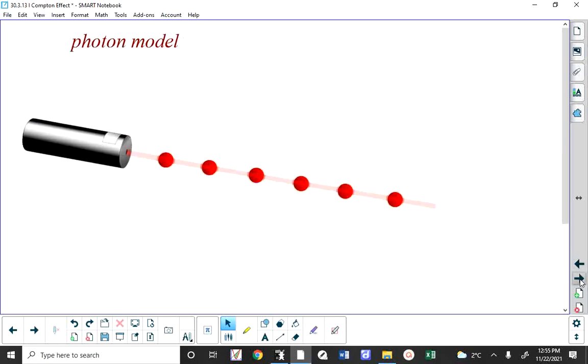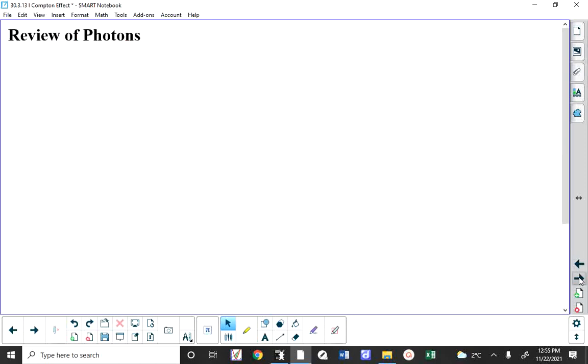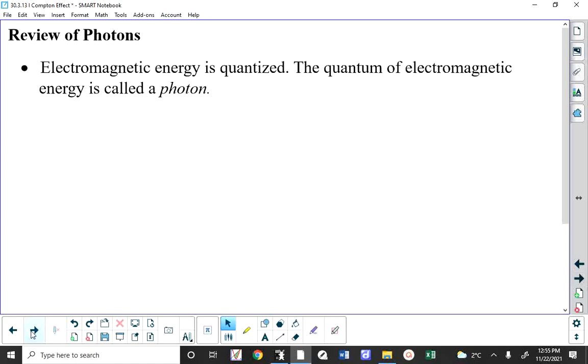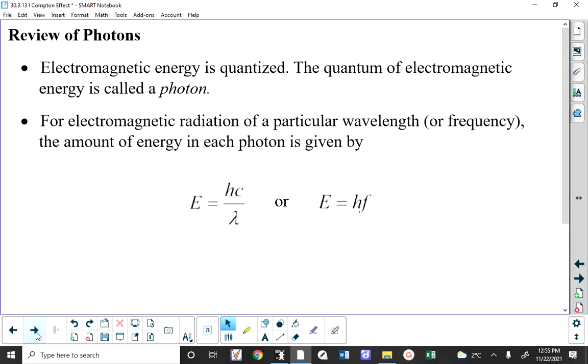So now let's take a look at the Compton effect, or actually, my mistake. We're going to review photons for a minute. What does the photon model of light say? It says that electromagnetic energy is quantized, and the quantum of electromagnetic energy is called a photon. What does it mean to say that you have a photon? It means that for a particular frequency or wavelength of EMR, the light comes in chunks given by these formulas.